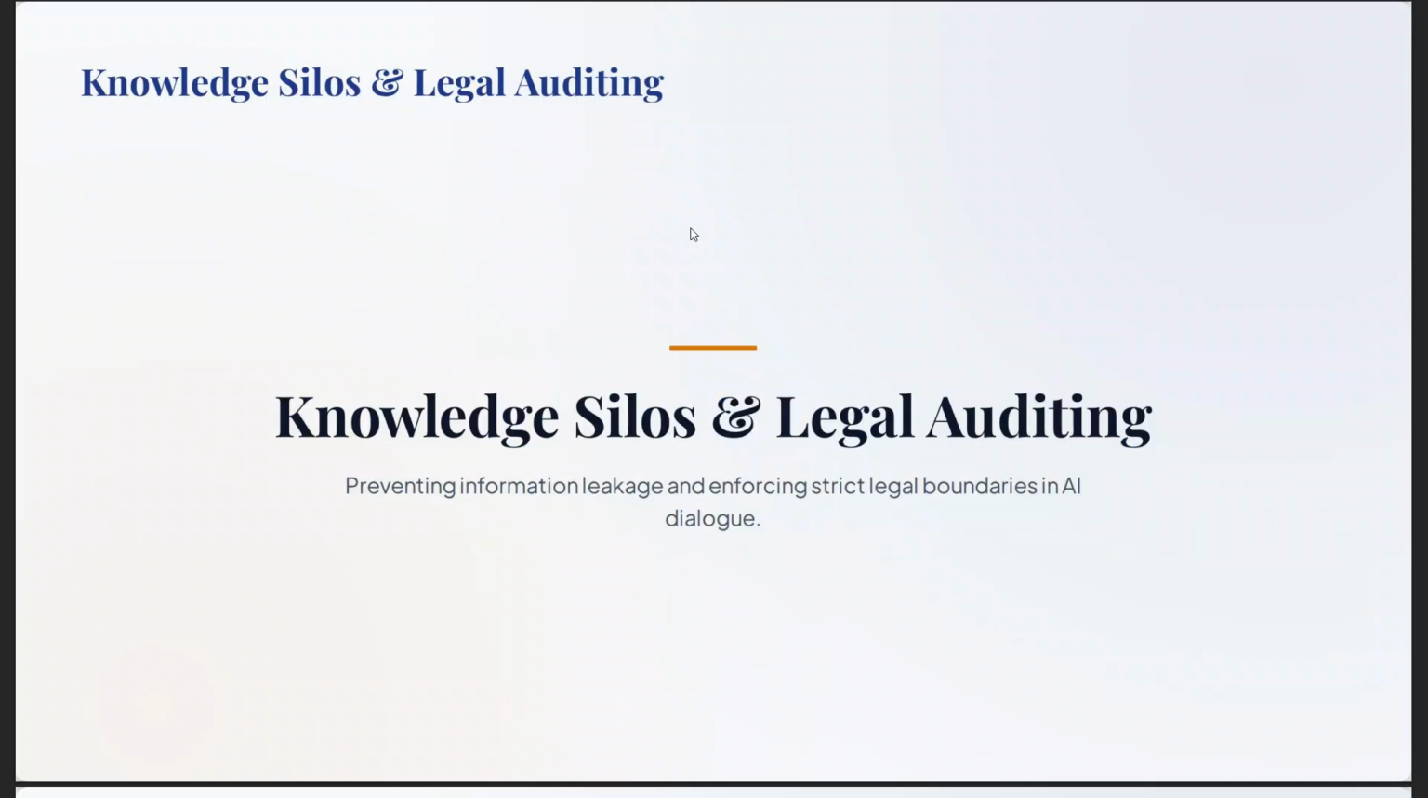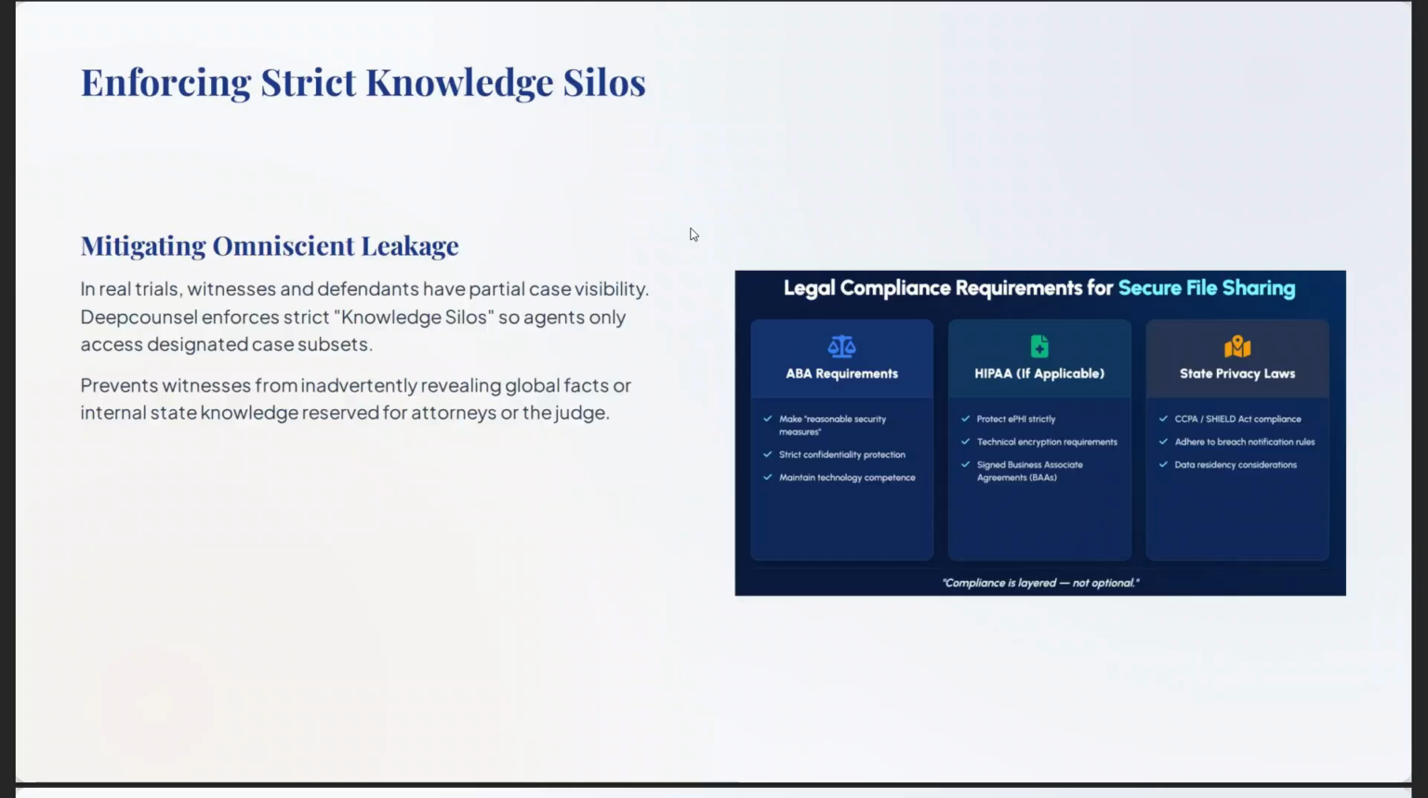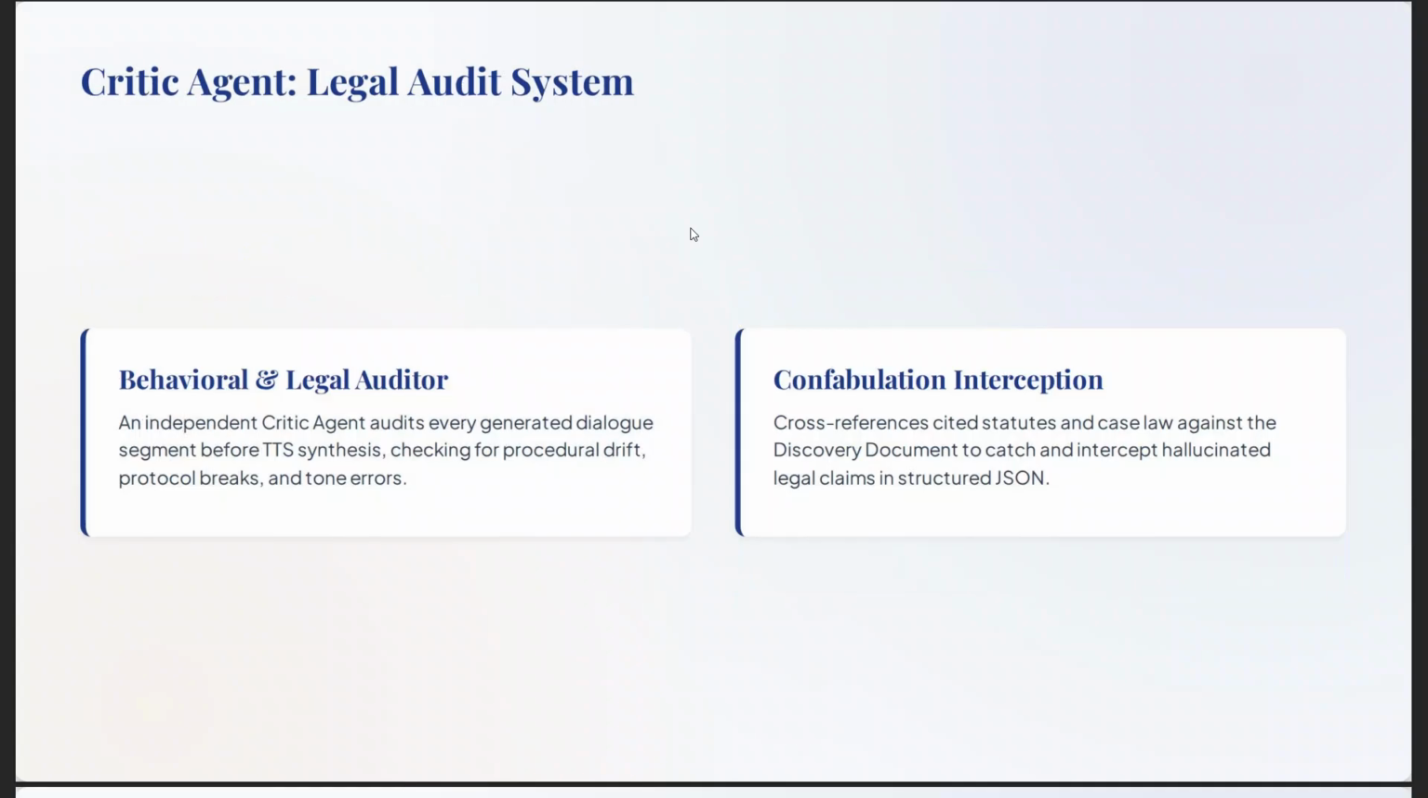The next one is knowledge silos and legal auditing, preventing information leakage and enforcing strict legal boundaries in AI data. So let's move on to this. Mitigating omniscient leakage: in real trials, witnesses and defendants have partial case visibility. Deep counsel enforces strict knowledge silos, so agents only access designated case subsets. This prevents witnesses from inadvertently revealing global facts or internal state knowledge reserved for attorneys or the judge. So these are the different knowledge silos that we have used.